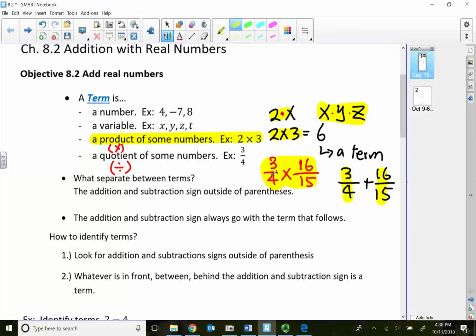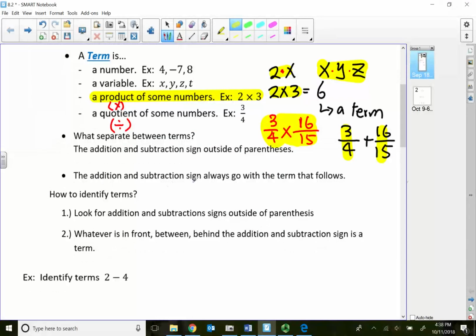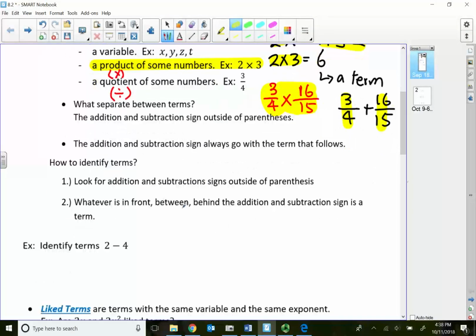When we first introduced order of operations, I kept indicating the addition sign and the subtraction sign that are outside the parentheses. The reason I did that is because these addition and subtraction signs outside the parentheses are what I use to separate our terms. These addition and subtraction signs always go with the terms that follow. So when it comes to identifying how many terms an expression has, the first thing we look for is these addition and subtraction signs outside the parentheses.